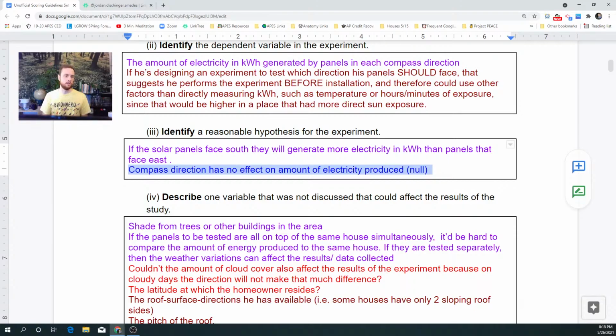That is actually something you'll learn in college if you take science classes. Usually the way you actually accept results is by rejecting the null hypothesis, saying compass direction does have an effect. But you can say it has no effect. There's a lot of chances there will be an opportunity for that.